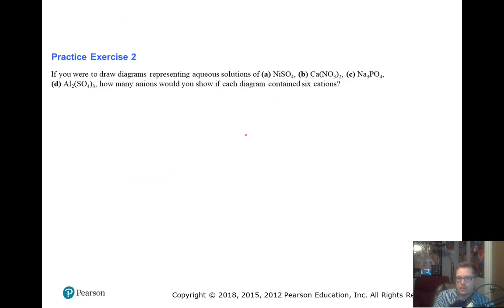All right. So if you were to draw diagrams representing aqueous solutions of these four different compounds, how many anions would you show if each diagram contains 6 cations? Let's just do a couple of these. So we've got NiSO4. We know this is the cation, and this is the anion here. So I'm going to get Ni2 plus and SO4 2 minus. If I'm going to get 6 of these, then I know I'll get 6 sulfates on the other side, so 6 anions.